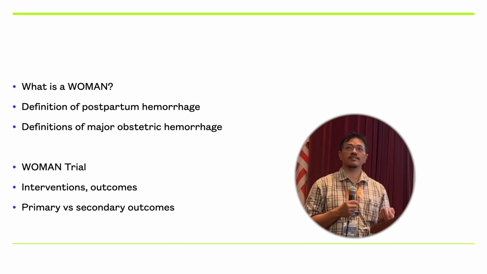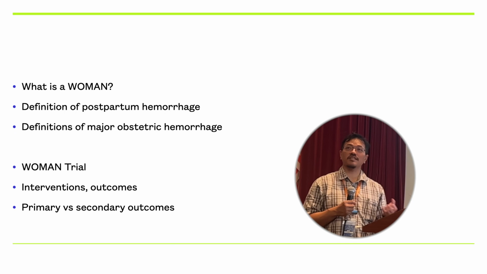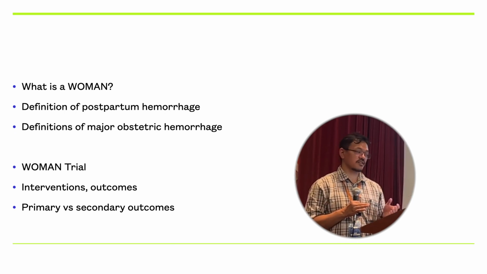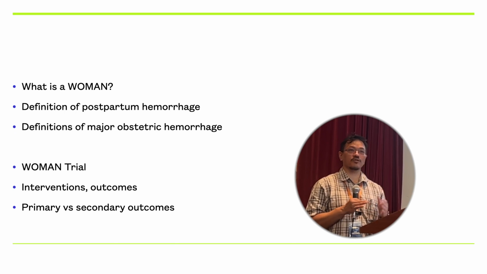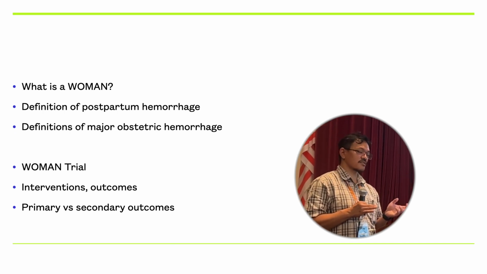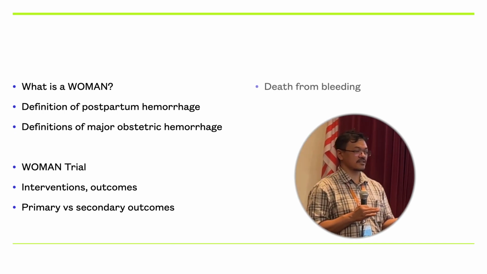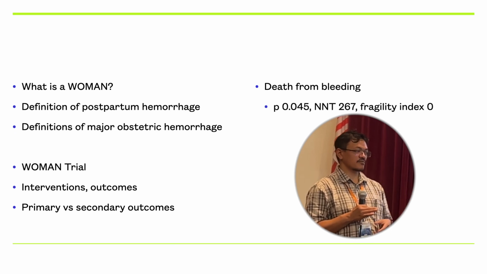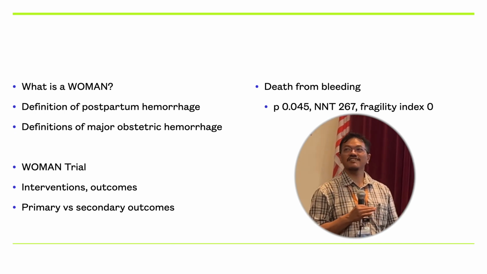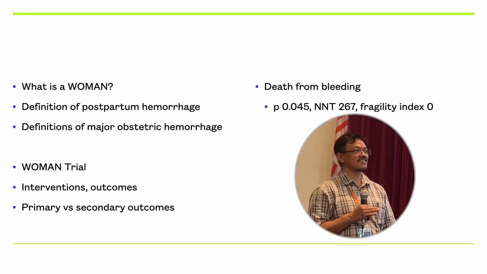Of course, when you look at a study, you want to look at the primary and secondary outcome. Since most of you don't know about the WOMAN trial, I will just tell you that the primary outcome was all-cause mortality, no difference. While the secondary outcome was mortality from bleeding, where there was a slight difference, with a p-value less than 0.049, but with an NNT of 267. So if you read a paper, what is NNT? Make a guess. What is NNT?